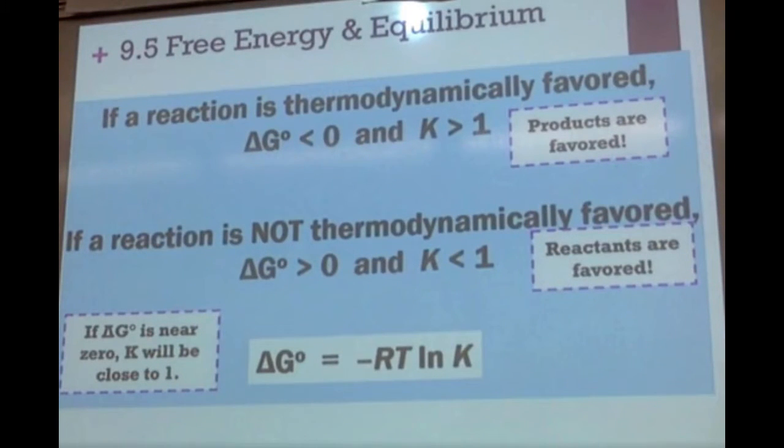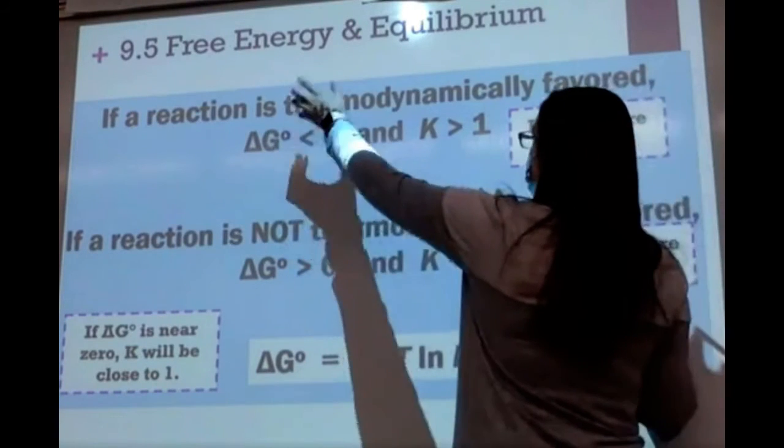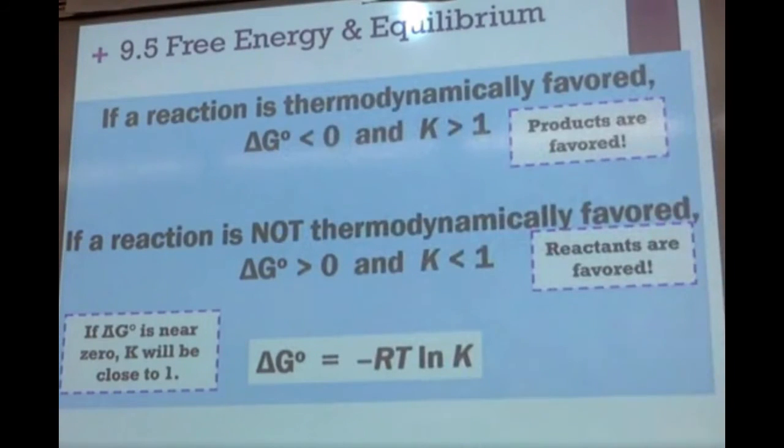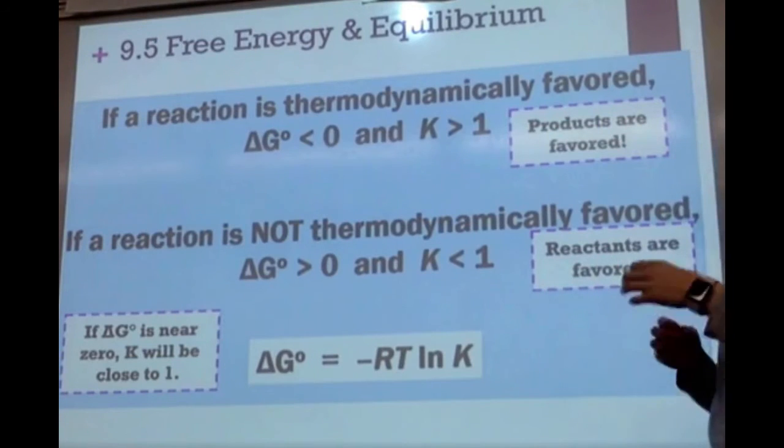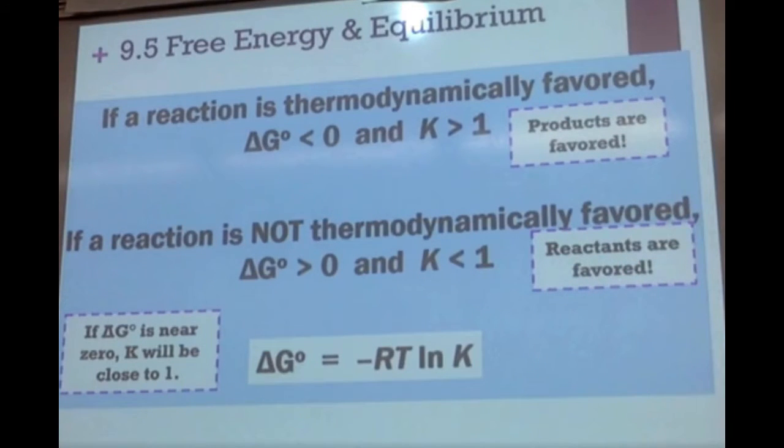And topic 5 ties in free energy and equilibrium. So what does it mean for a reaction to be favored or not favored? If a reaction is thermodynamically favored, delta G is less than 0. We know that. Delta G is negative. K is greater than 1. In any thermodynamically favored process, the equilibrium constant is greater than 1. Products are favored. Remember, when the equilibrium constant is greater than 1, products are favored.